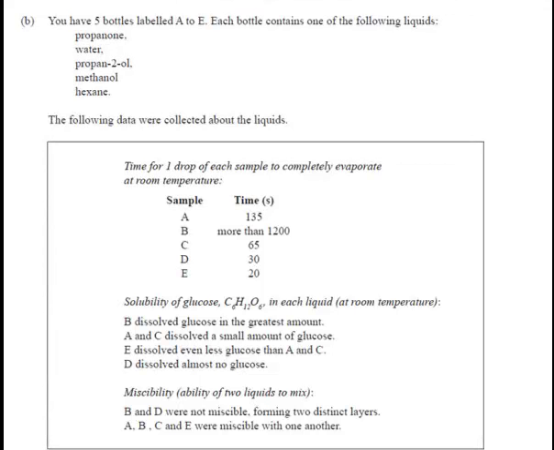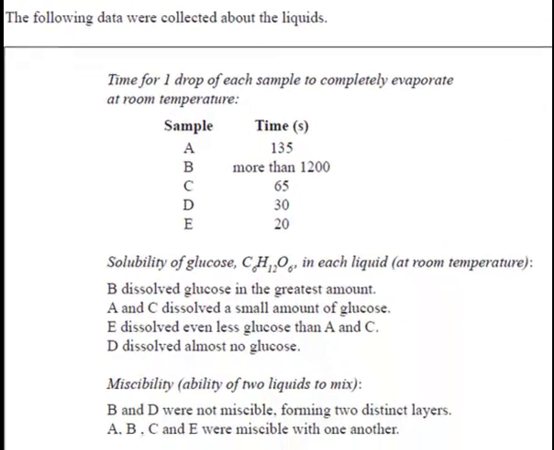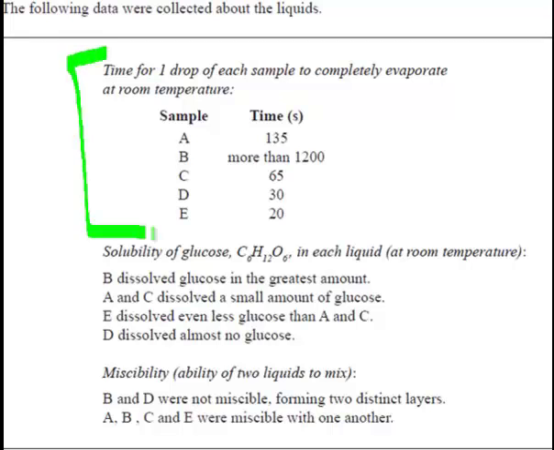Okay, in this question we've been given some information to help identify these 5 bottles, one of which is water. We've got 2 alcohols, an alkane and a ketone. Now we're given some information on the 5, as to how long they take to evaporate. And obviously evaporation, just like boiling point or melting point, relates to the strength of the intermolecular bonds.